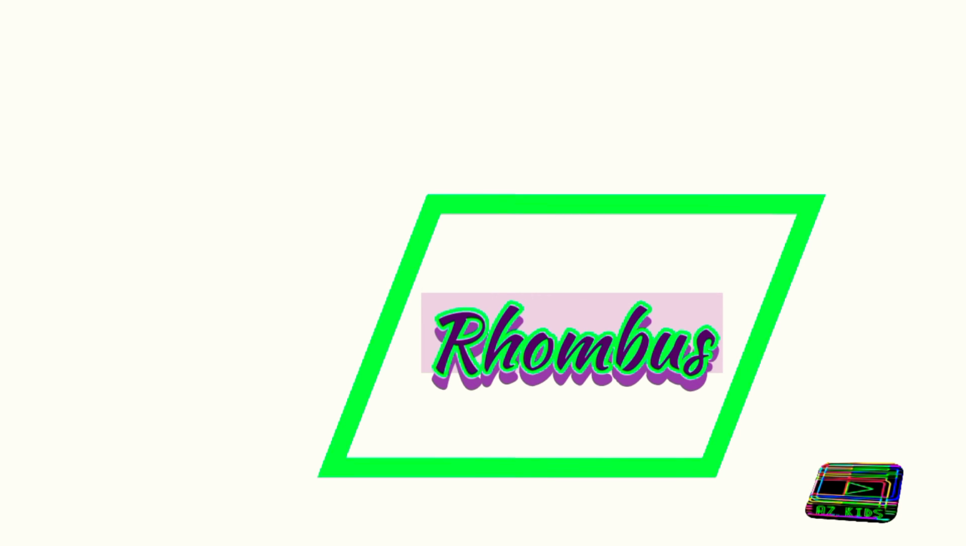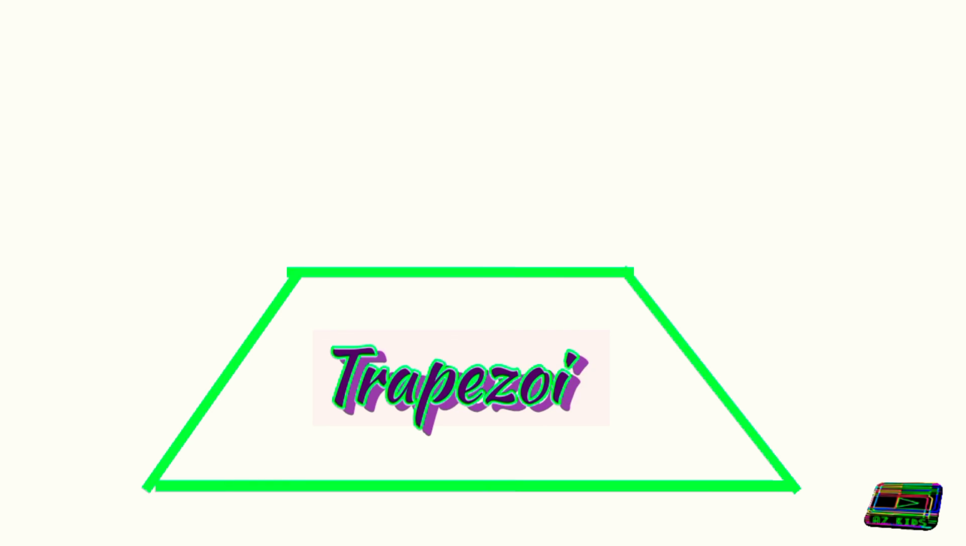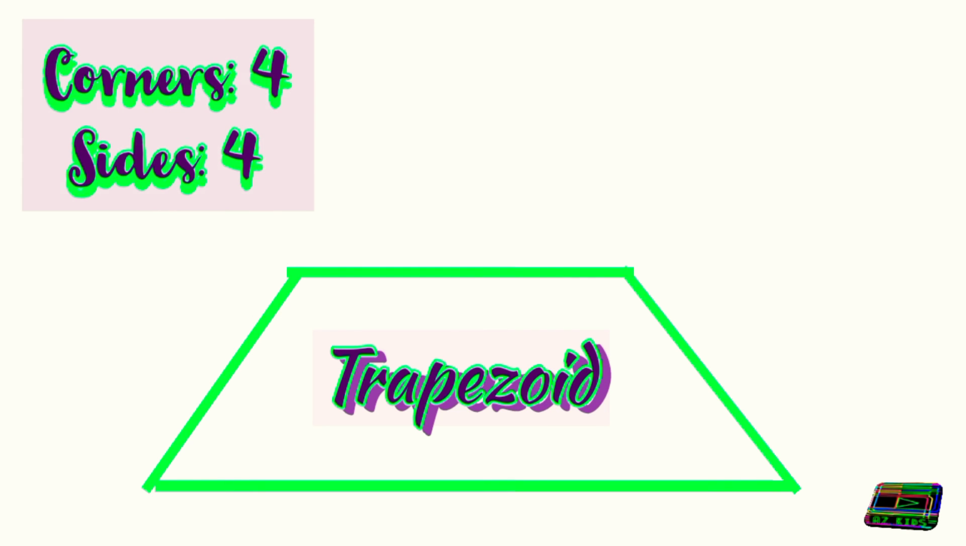It is a rhombus. It has 4 corners and 4 sides. And this is a trapezoid. It has 4 corners and 4 sides.